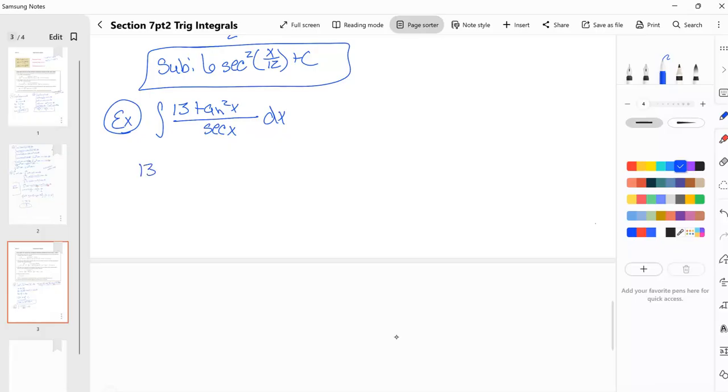So I'm going to pull that 13 out. So I've got tangent squared over secant squared. It would be really nice if I could rewrite that tangent. We know there's a relationship, right? We talked about those Pythagorean identities before. We know 1 plus tangent squared is equal to secant squared. So that means tangent squared is equal to secant squared minus 1. So that's what we're substituting in for that tangent squared.